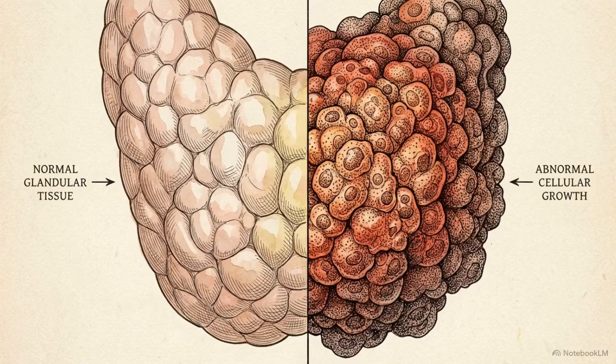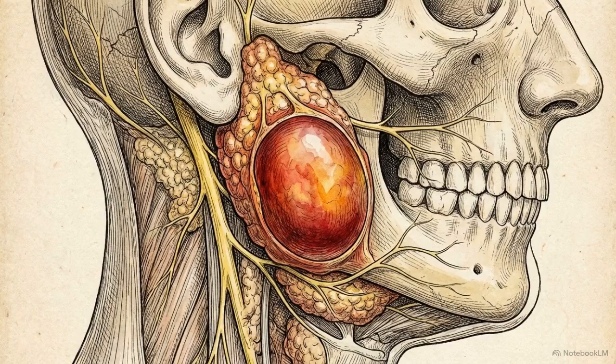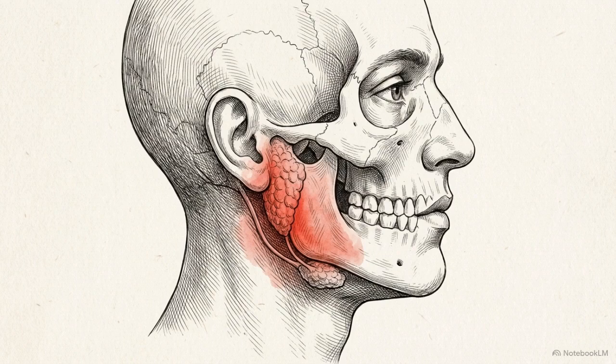Moving from calcified stones to tissue growth, salivary gland tumors can be benign or malignant, with the pleomorphic adenoma being the most common variant. It's a slow-growing, typically benign tumor that most frequently arises in the parotid gland. When these tumors develop inside the parotid gland, the local anatomy leads to a specific clinical presentation.